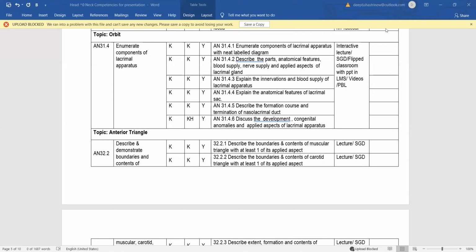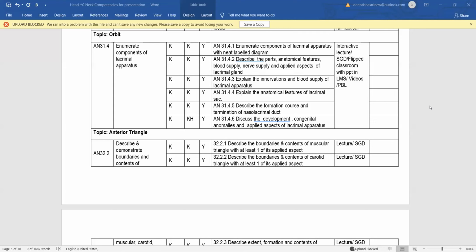Ma'am, in that case, we will have to only enumerate and stop that topic, not go into the details of that topic. Yeah, probably the experts have felt the first phase student does not have to learn in detail about the lacrimal apparatus. So they've just said enumerate components. Yes. So should we stick to that?